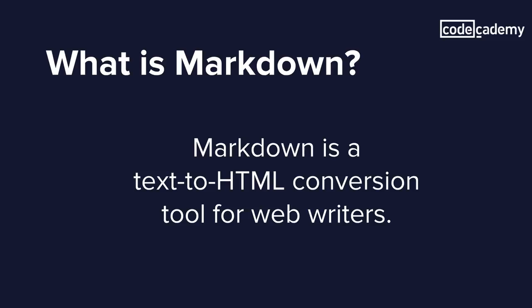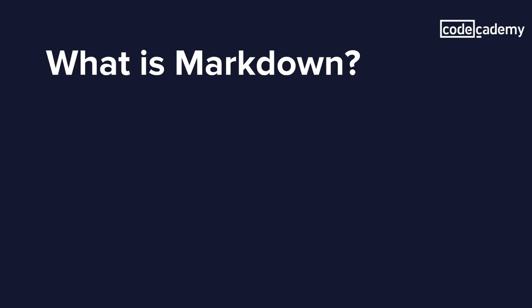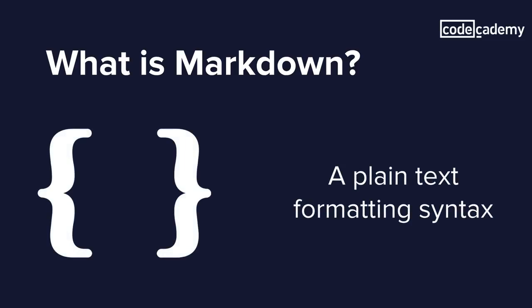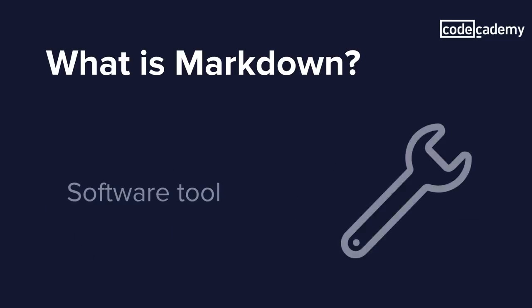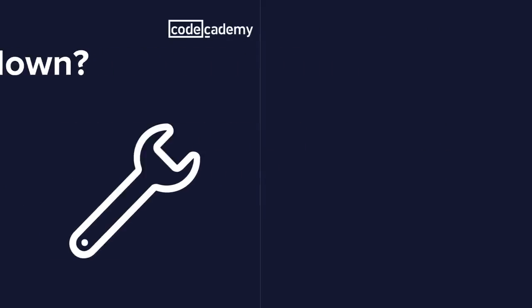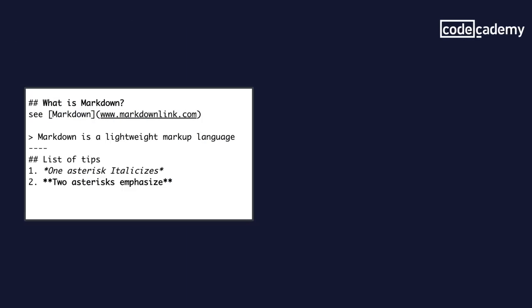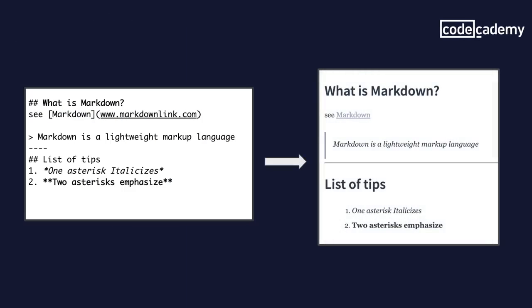With this definition, Markdown is essentially two things. One, it's a plain text formatting syntax, and two, it's a software tool that was written in Perl that converts plain text formatting to HTML. The overall design goal for Markdown's formatting syntax is to make it as readable as possible. So that allows us to create text that looks like this and transform it into this kind of output.